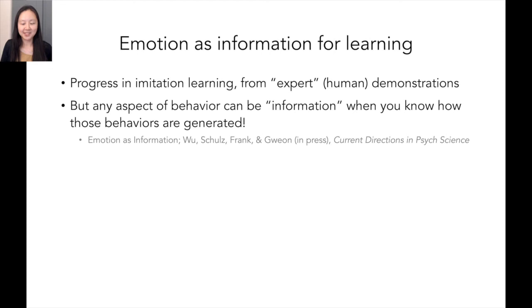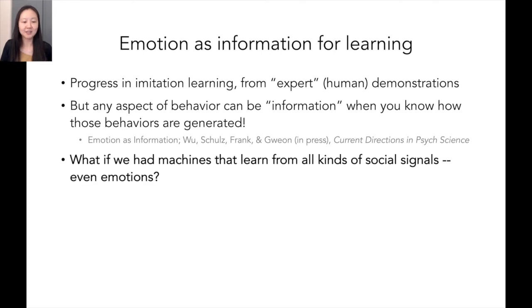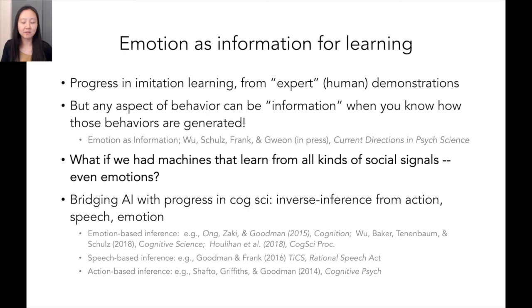So what if we had machines that can learn from all kinds of social signals, including emotions? This kind of ability would be particularly useful for embodied agents that must assist humans in complex environments, especially if they can take expressions, not just as indicators of feelings, but also as information about the world and their internal mental states. So there's a lot of progress in formalizing such reasoning as inference problem, working backwards from emotion expressions or speech or actions to infer the actor's mental states or hidden states of the world. And I look forward to more efforts that bridge AI with progress in cognitive science in this direction.